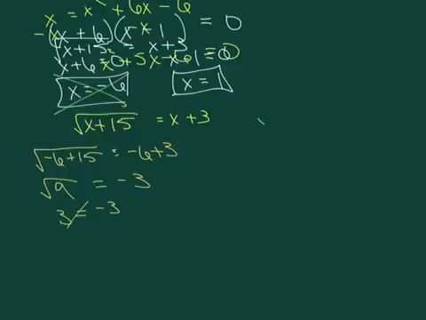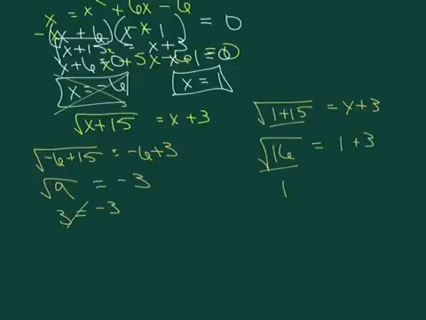Let's try 1. Square root of 1 plus 15, 16. 1 plus 3, square root of 16 is 4, equals 4. So that one works. So our answer of 1 does work because this is a true statement. We don't have to get the same thing here that we get over here. We just need to get a true statement, and that tells us that our problem works.